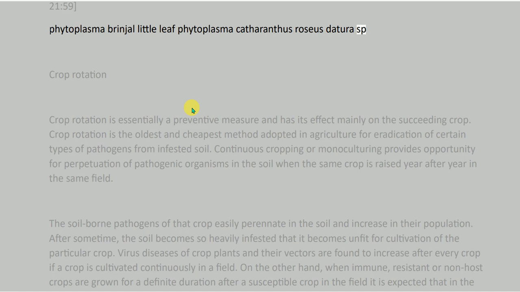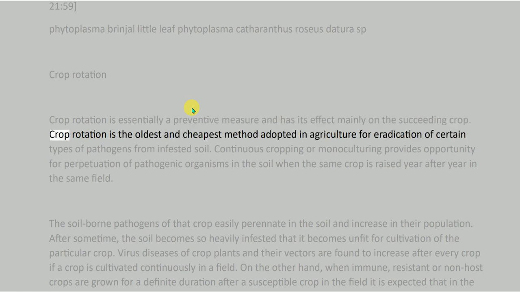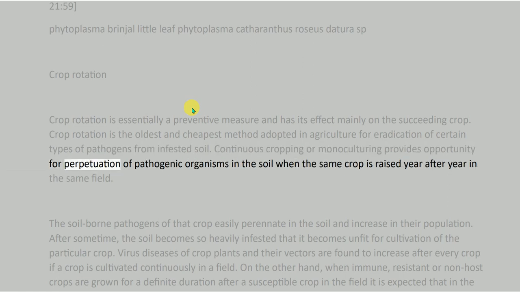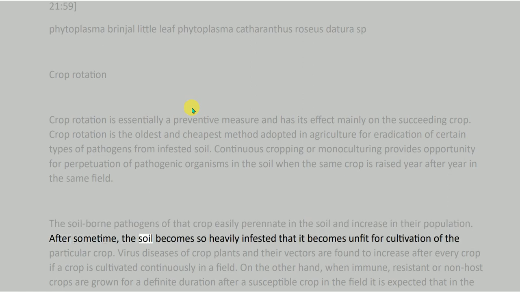Crop rotation is essentially a preventive measure and has its effect mainly on the succeeding crop. Crop rotation is the oldest and cheapest method adopted in agriculture for eradication of certain types of pathogens from infested soil. Continuous cropping or monoculturing provides opportunity for perpetuation of pathogenic organisms in the soil when the same crop is raised year after year in the same field. The soil-borne pathogens of that crop easily perennate in the soil and increase in their population. After some time, the soil becomes so heavily infested that it becomes unfit for cultivation of the particular crop.